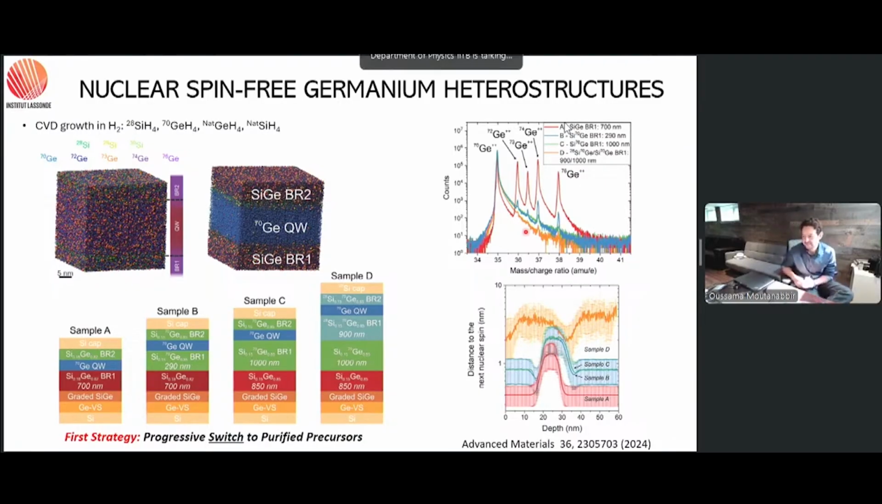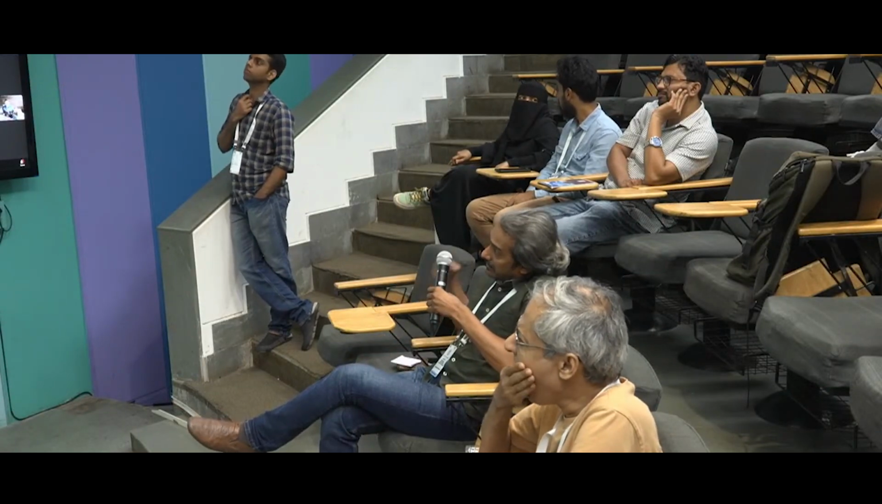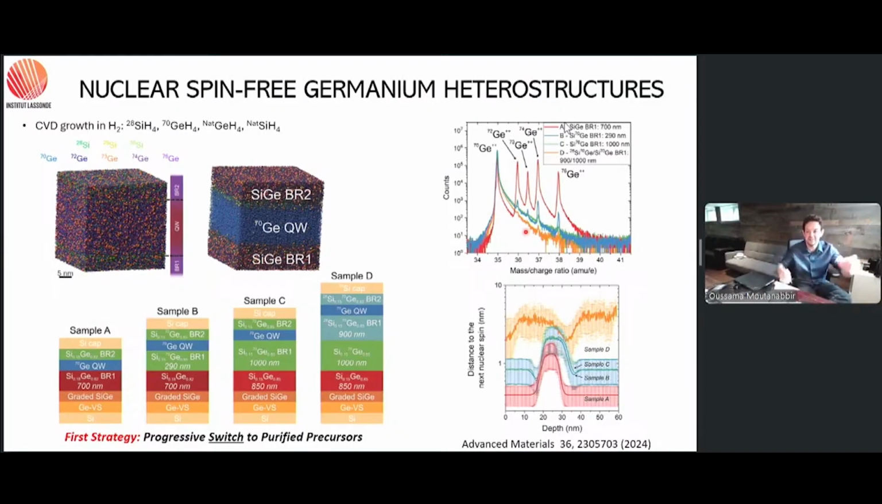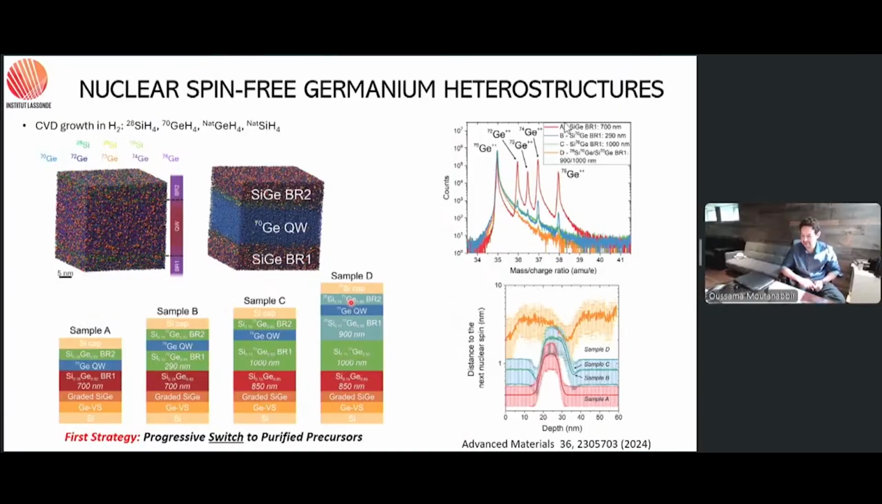So the reservoir effect is necessarily saying that in the ambient there is still natural germanium in the reactor. It might be somewhere in the showerhead, somewhere in the sidewalls. We couldn't eliminate it, and the point here is that it doesn't make sense to grow 2 microns of isotopically purified layers to end up using only the top 60 nanometers. Which essentially says that you just want to eliminate any natural germanium from your reactor altogether, and that's the whole idea. We don't grow natural germanium anymore, so we do that ex situ.